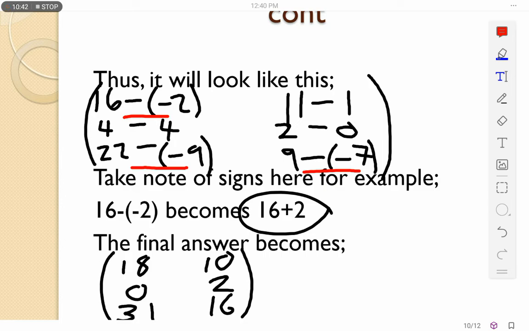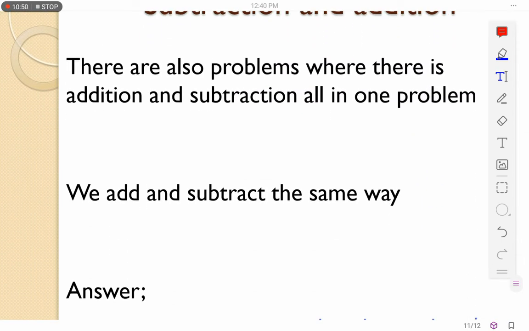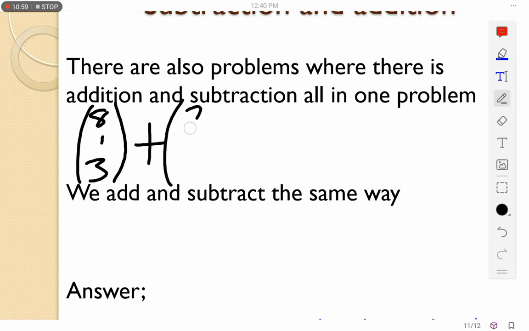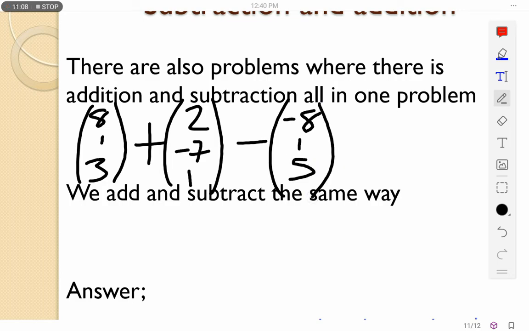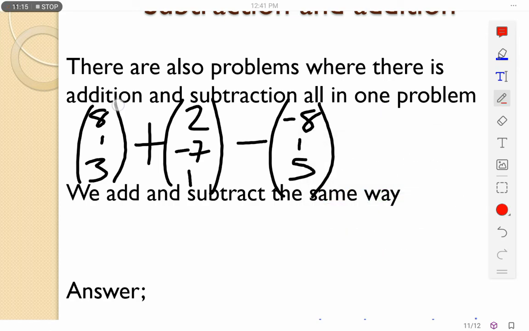Okay, now we were doing a different matrix. Let's look at another matrix where we can do addition and subtraction at the same time. I will have 8, 1, 3 plus 2, minus 7, 1 minus 8, 1, 5. So we have got addition and subtracting at the same time. So we simply do the same with corresponding elements. We add them, we subtract them together.